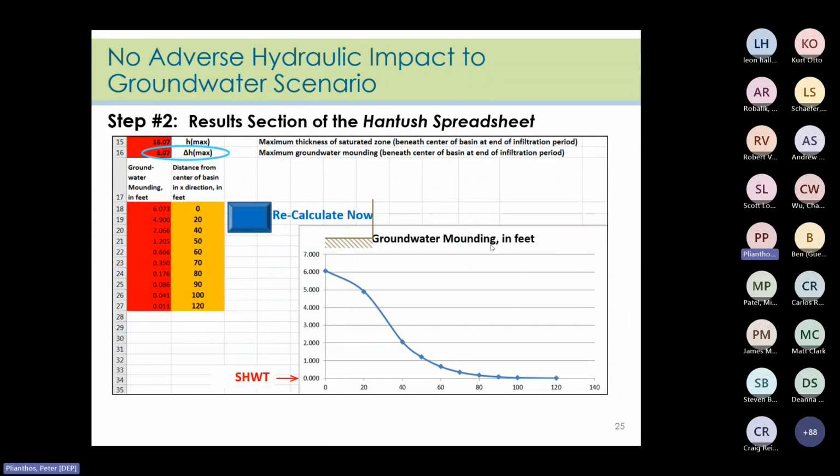To put this in the proper context, I've also superimposed a symbol representing 1/2 of the bottom of the basin. Since the seasonal high water table, which the spreadsheet always sets at y equals 0, is 7.5 feet below the bottom of the sand layer, the temporarily elevated groundwater table, located at y equals 6.07 feet at the center of the basin, where x equals 0, will not reach the bottom of the sand layer. Therefore, the assessment shows no adverse hydraulic impact to the proposed infiltration BMP from the groundwater mounding.